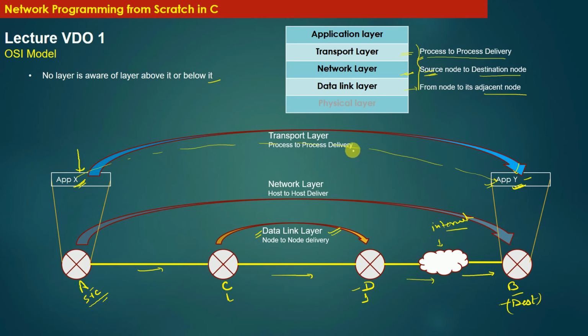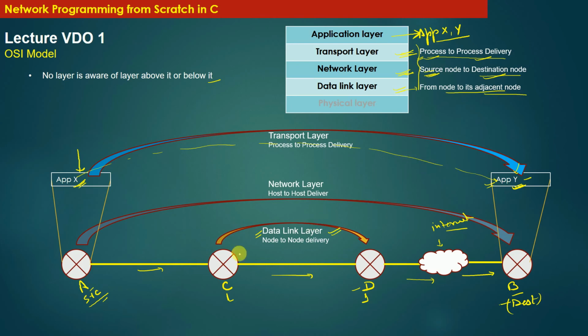So these are the functionalities of the transport layer, network layer, and data link layer, and as you can see, each layer is associated with its unique responsibility and functionality. From a node to its adjacent node, the functionality is the data link layer. From source node to destination node, this functionality is performed by the network layer. And from one process to another process, this functionality is performed by the transport layer. And of course, application X and application Y that we are talking about here come under the application layer.